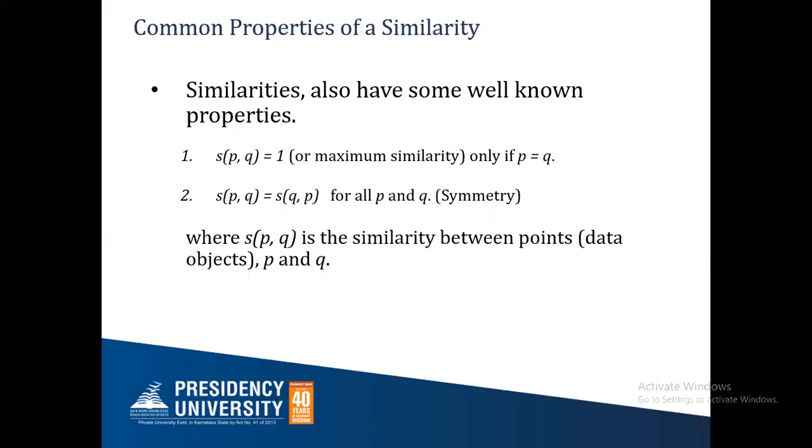The second one is symmetry, just like we have for the dissimilarity measure. Even in the similarity measure, we have the symmetry property. That is, S of P comma Q will be equal to S of Q comma P for all P and Q. Here S of P comma Q is the similarity between the points P and Q. So these are the two properties of similarity: maximum similarity means S is equal to 1, and we have symmetry, so S of P comma Q will be equal to S of Q comma P.